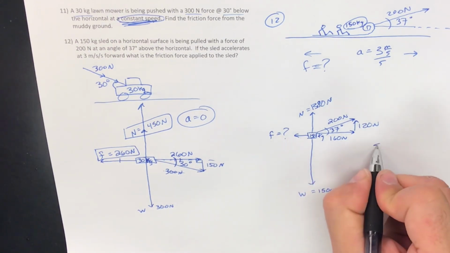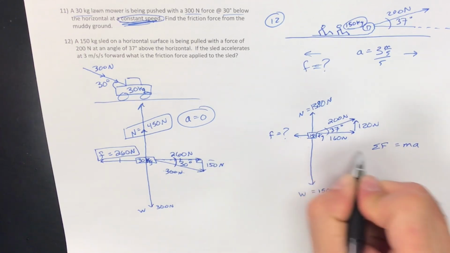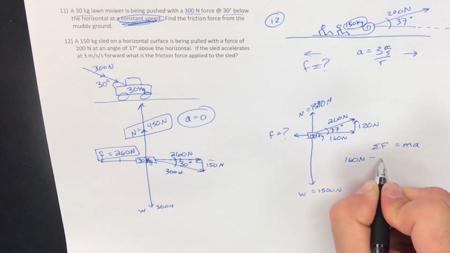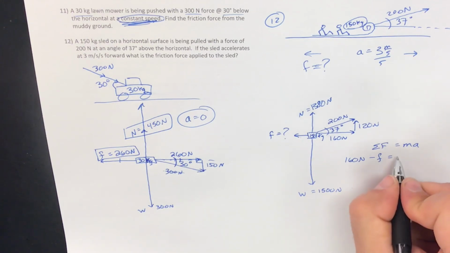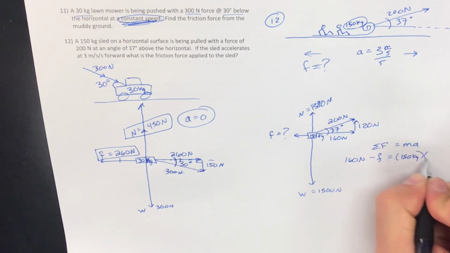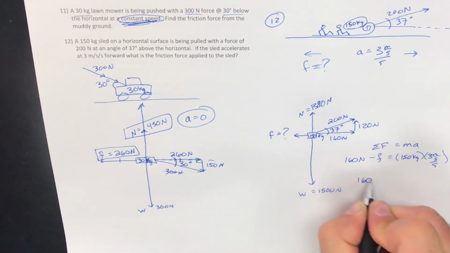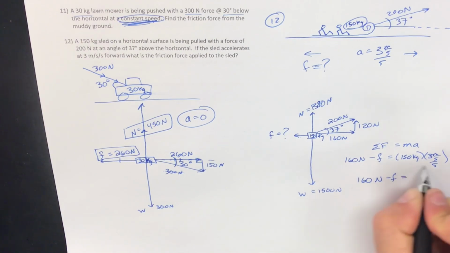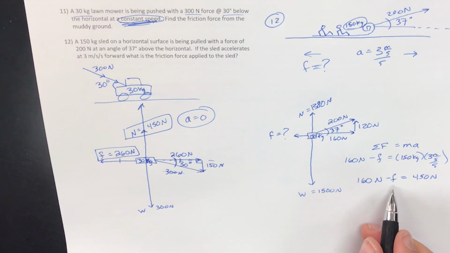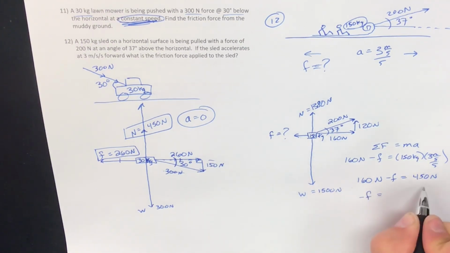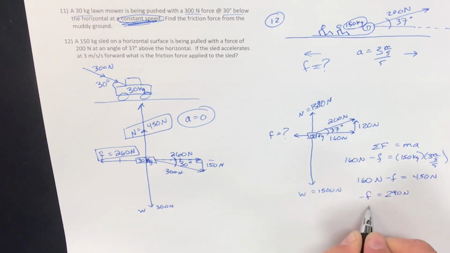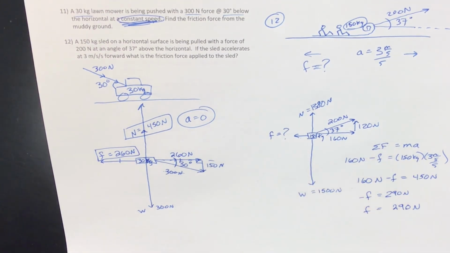Net force is equal to the mass times the acceleration. 160 newtons minus F is equal to mass 150 kilograms times acceleration of 3 meters per second every second. 160 newtons minus F is equal to 450 newtons. Then minus F is equal to minus 290 newtons. So the friction force is 290 newtons. You think the friction force is backward. That's 290, right?